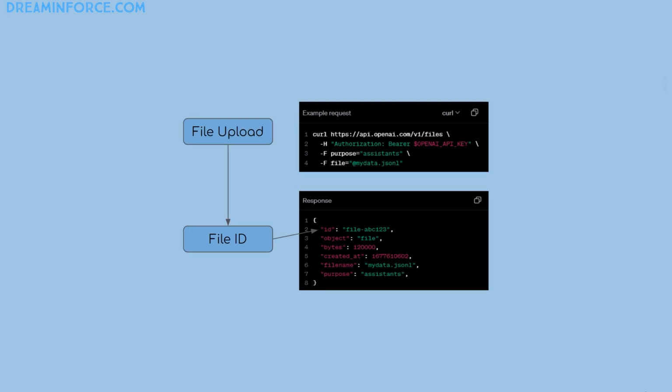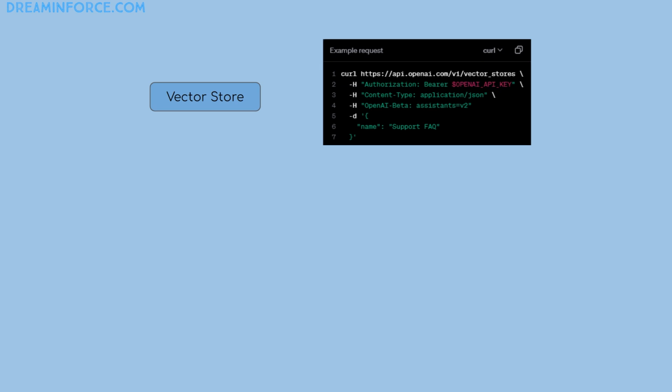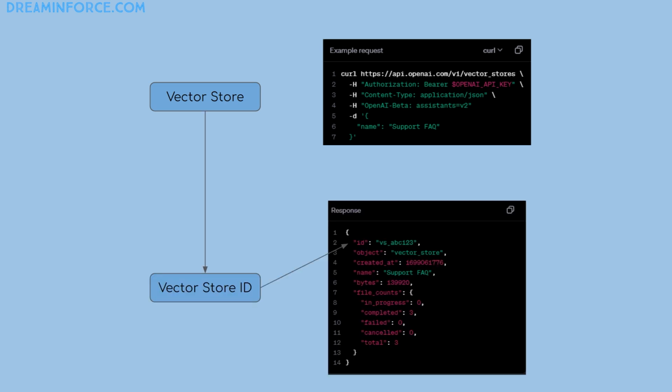Now our file is uploaded. The next thing we need to create is the vector store. For creating the vector store, we need to hit this endpoint. And once we hit this endpoint, a vector store will be created, and in the response, we'll have the vector store ID.